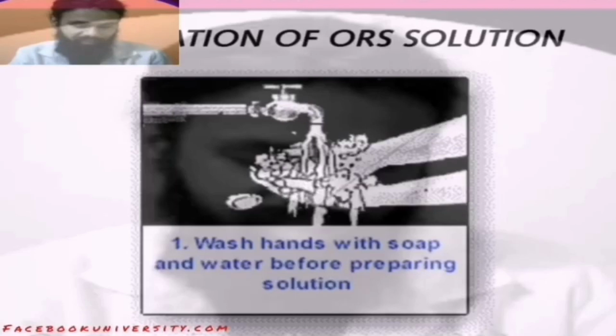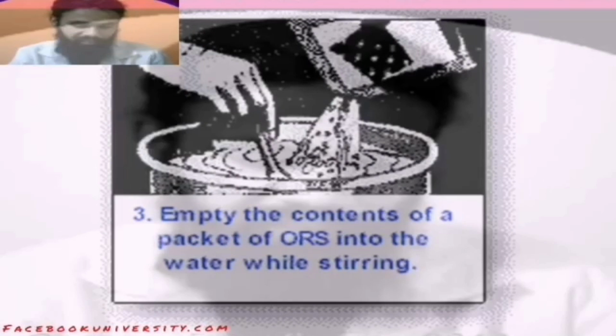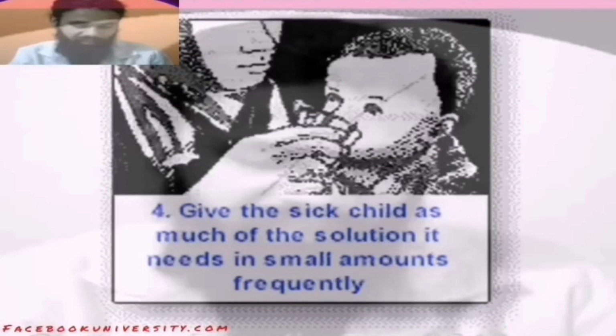Preparation of oral rehydration salt solution. First step: wash hands with soap and water, not alcohol based rubs, before preparing the solution. Second step: put 1 liter of clean water in a clean pot. Third step: empty the contents of a packet of oral rehydration salt into the water while stirring. Fourth step: give the sick child as much of the solution as it needs, in small amounts frequently. Small amounts.